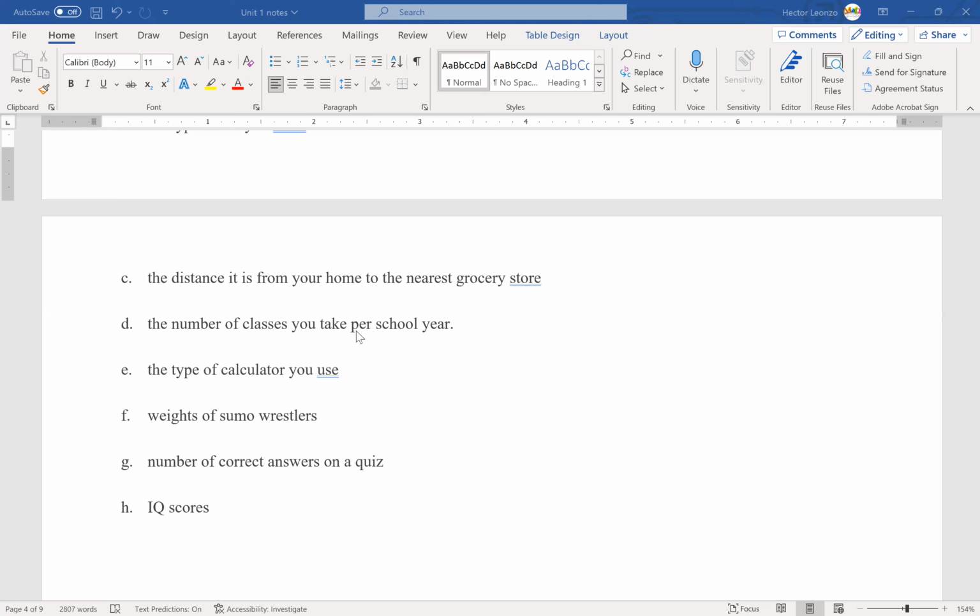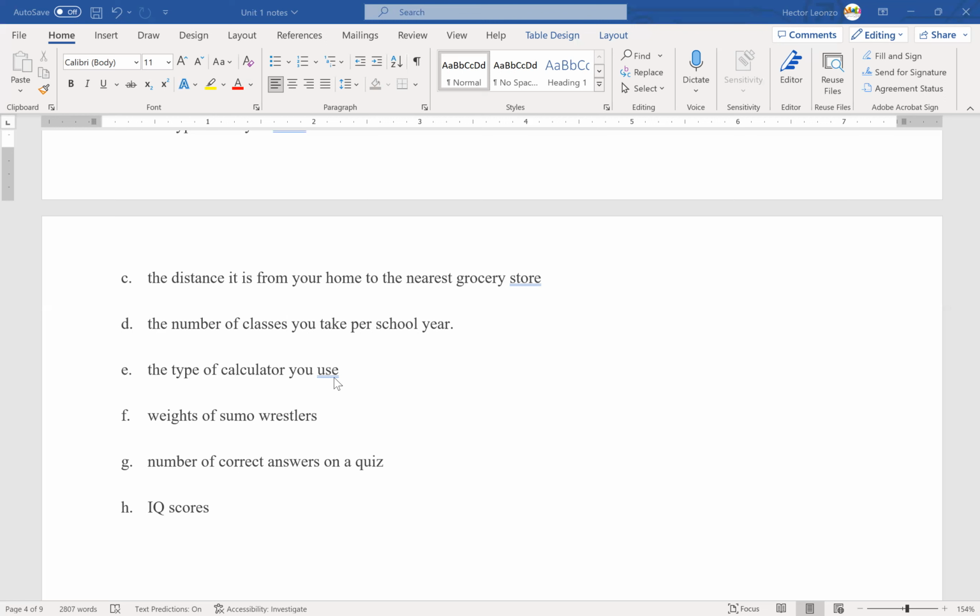Okay, the number of classes you take per school year. The number of classes. Can I take half a class? Can I answer this as a decimal? Because it's a number, so can I answer this as a decimal? Not quite. So it would be quantitative discrete. Right? Quantitative discrete is a number, but not as a decimal. Quantitative continuous is an answer that I can give as a number and I can give as a decimal.